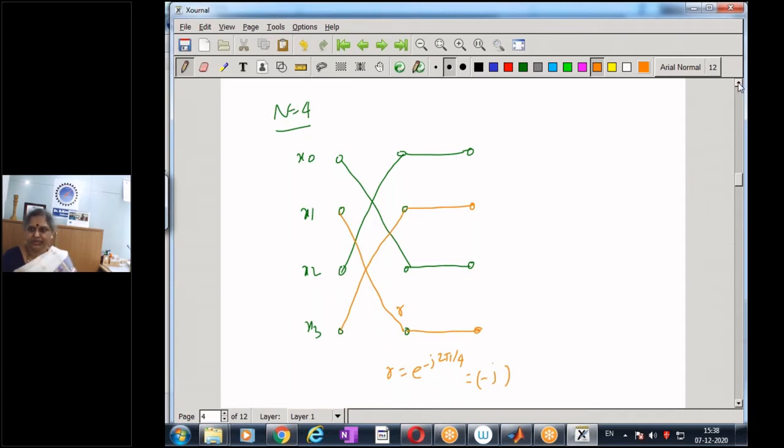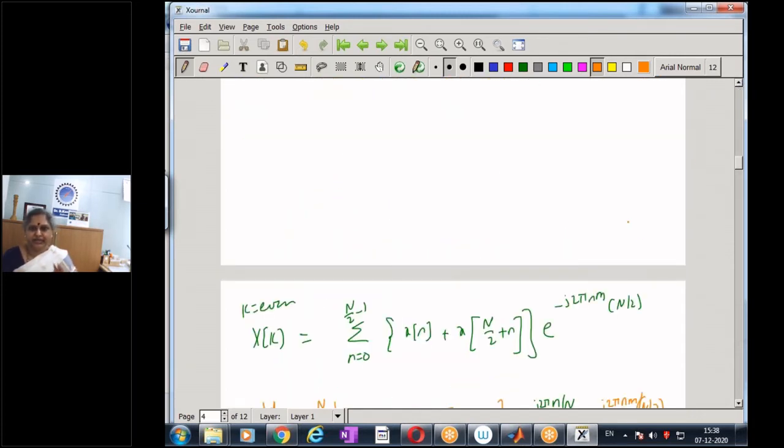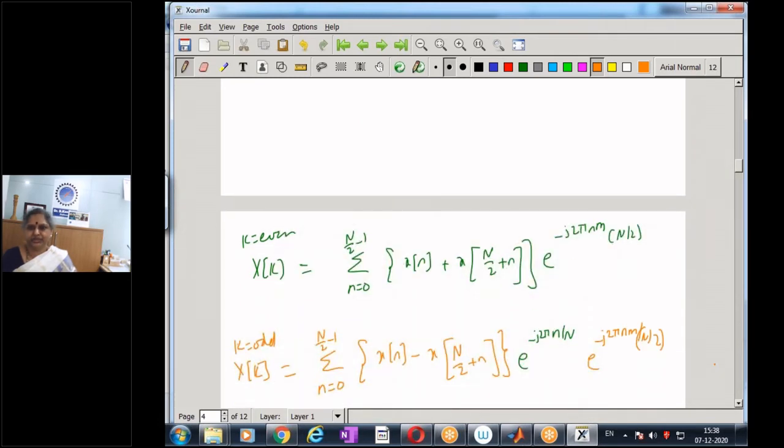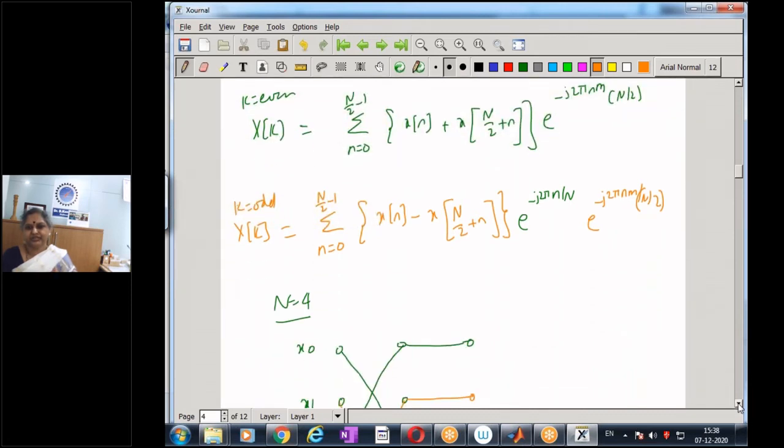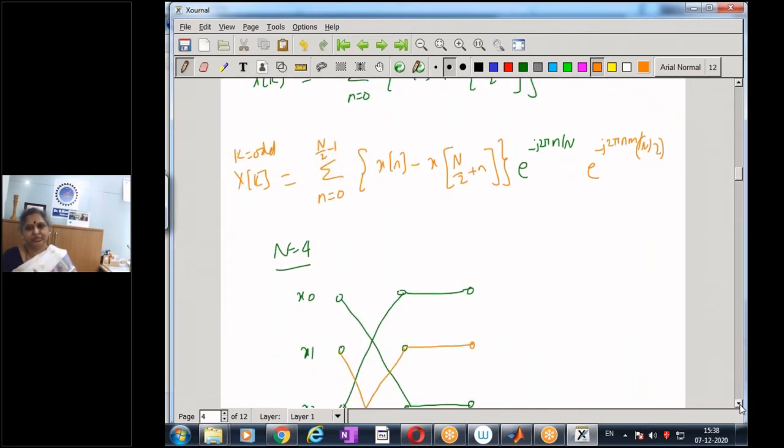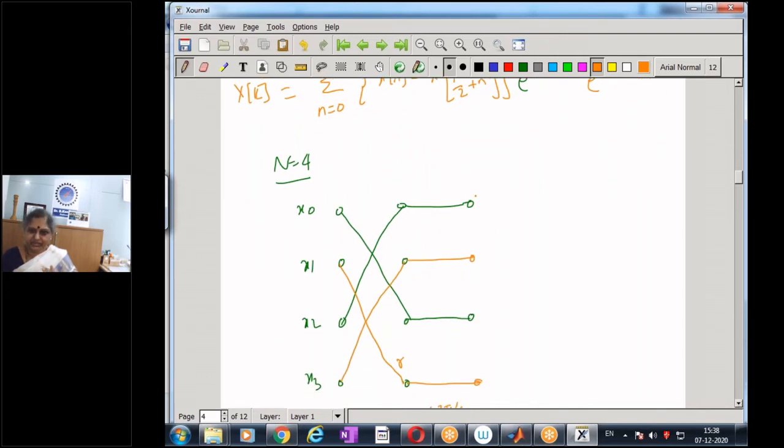So this is my first stage. Do I get my output as X of k? I only get an intermediate stage, which is going to give me some result. And this result, we recognize it as a 2-point DFT. Now this is recognized not as the final output, but as a 2-point DFT of my sequence. So for this I need to compute a 2-point DFT. We know how to compute the 2-point DFT. So this is my 2-point DFT.